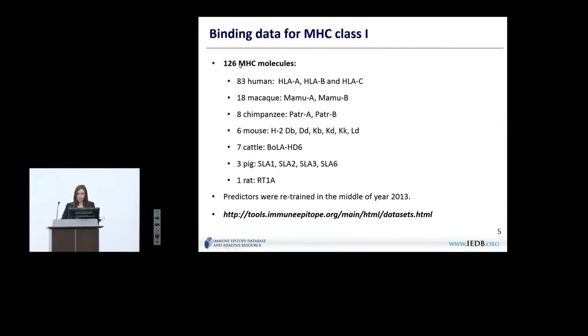The experimental binding data we have available now at IEDB covers 126 different MHC Class 1 molecules. That's mostly human MHCs, then we have macaques and other organisms as well. The predictors were retrained in the middle of 2013. We addressed the question of retraining recently as well; however, there was not a significant amount of new data. So basically, the main retraining is still considered to be in 2013. If you want to look into the different data sets that we have available to train our tools, this is the link for that.